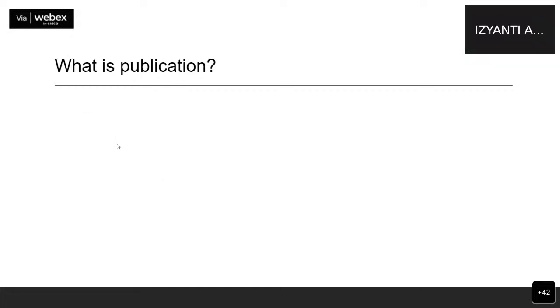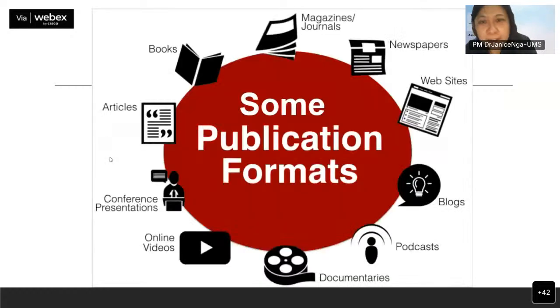Let me try. Publication basically is that you write something and you publish it somewhere, not just on your own table or something like that. So these are some of the publication formats: magazine, journal, website, blogs. You will say, blogs also? Yes, it's just a different category, a different level of publication. Books, articles, conferences, presentations, proceedings, whatever you call it, online videos, documentaries, podcasts.